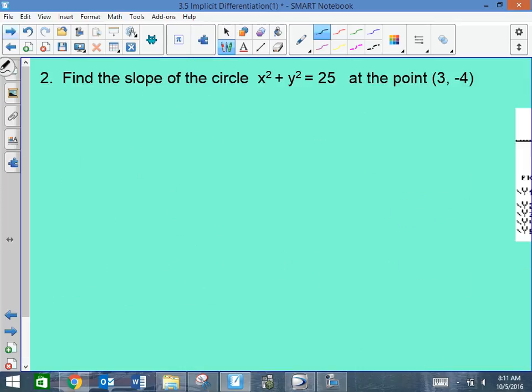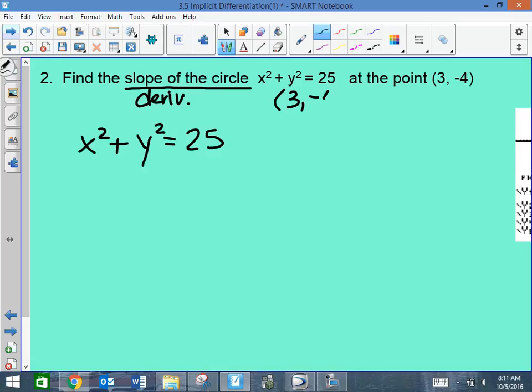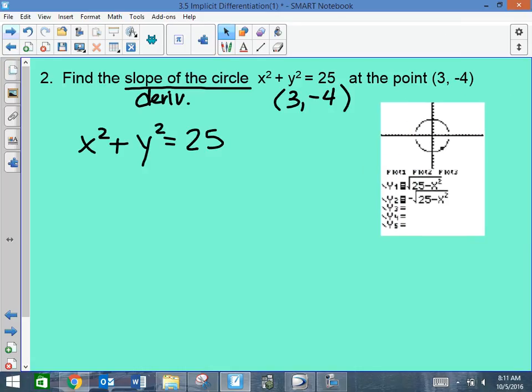All right, let's try number 2. Find the slope of the circle, which remember is the derivative. X squared plus y squared equals 25 at the point 3, negative 4. All right, so I have a graph here. I put in that point 3, negative 4 right there.